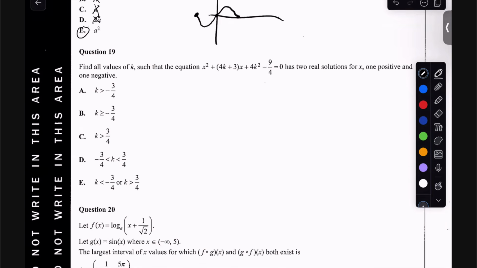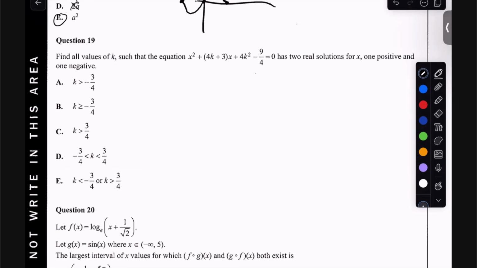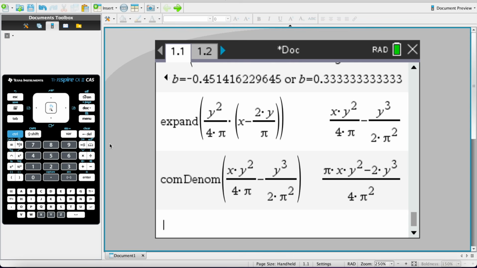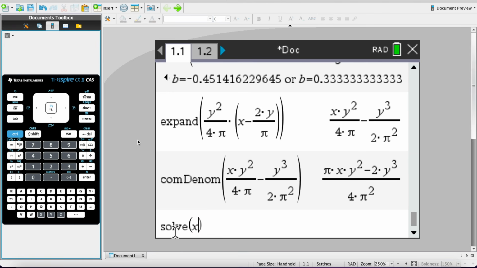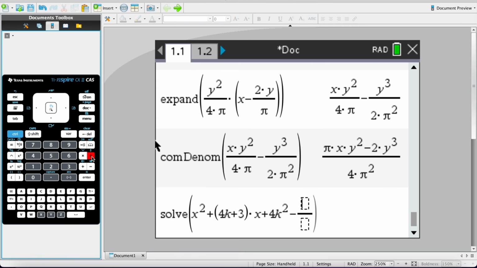Find all the values of k such that the equation has 2 real solutions for x, 1 positive and 1 negative. So this is just a quadratic. It has 2 real solutions, 1 positive, 1 negative. So the discriminant, well, let's just solve this quadratic on the CAS. Menu 3, x squared plus 4k plus 3 times by x plus 4k squared minus 9 on 4 is equal to 0, comma x.